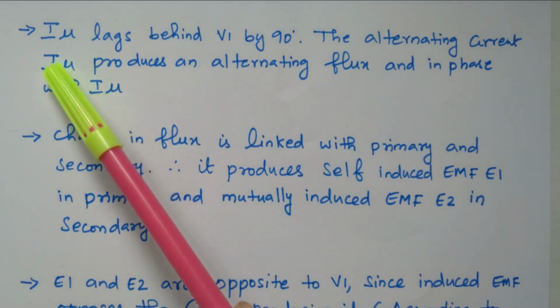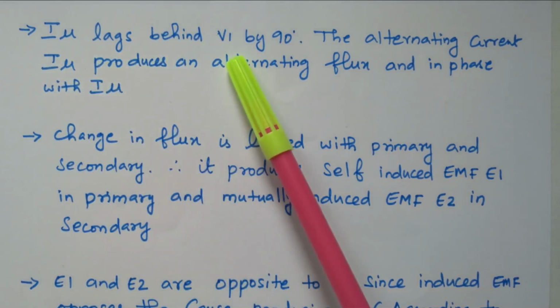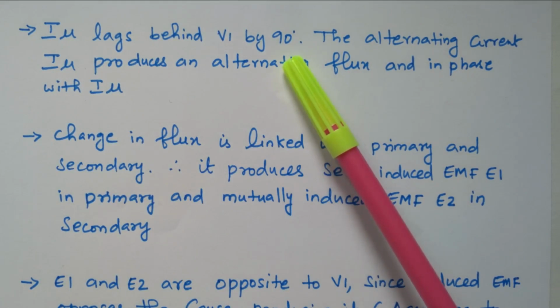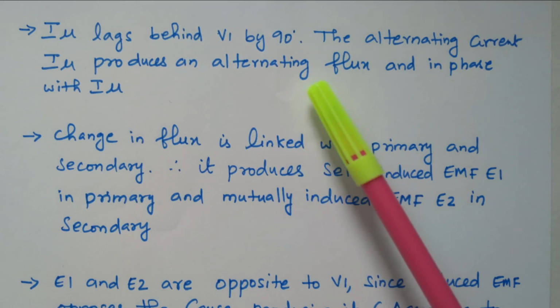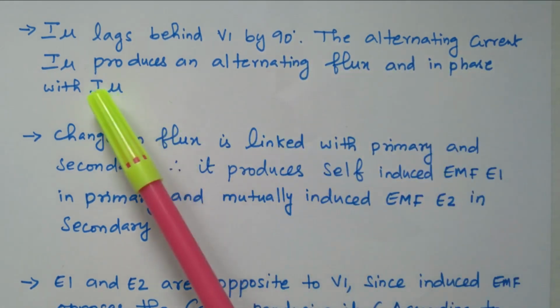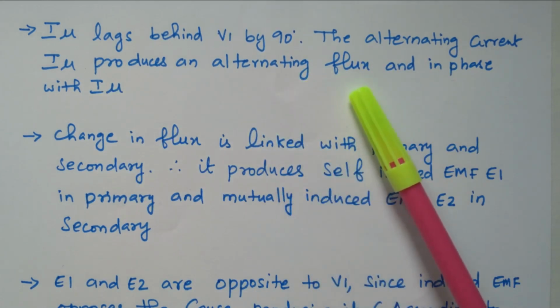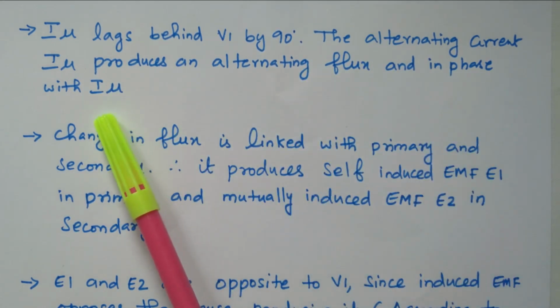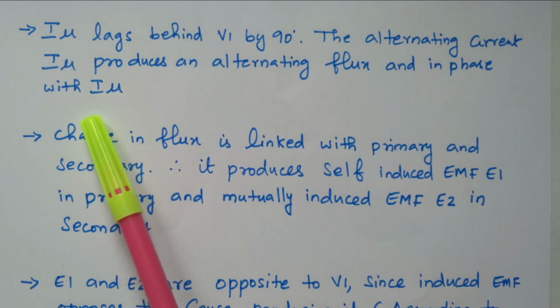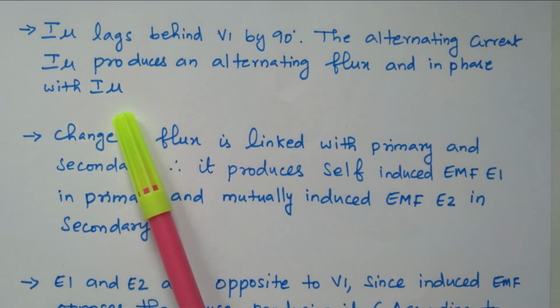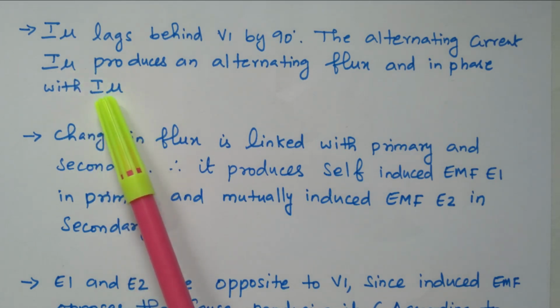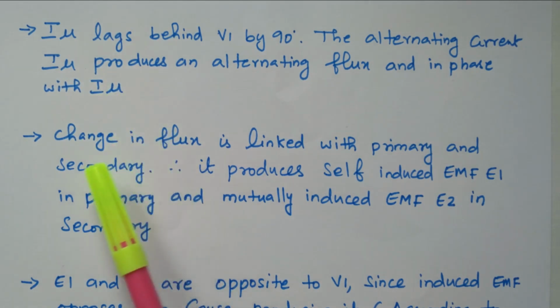This magnetizing current I mu lags behind the voltage V1 by 90 degree, because in an inductive circuit the current lags the voltage by 90 degree. The alternating current I mu produces an alternating flux in phase with I mu. This magnetizing current will produce the alternating flux. So the flux and this I mu are in phase.